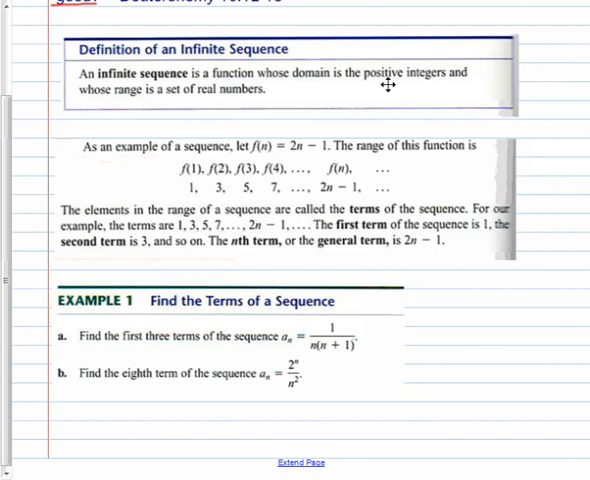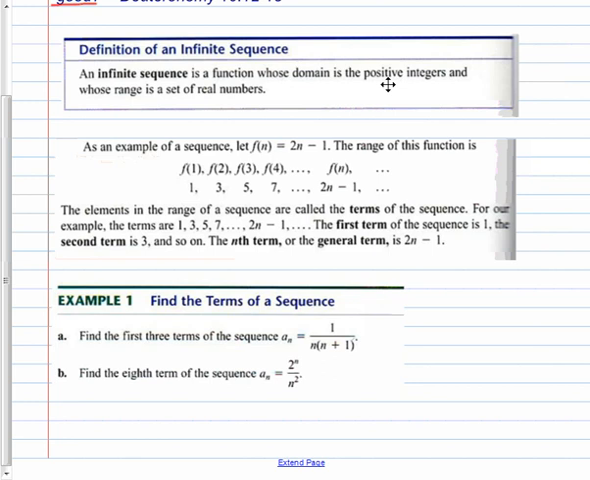Section 1, sequences. Several of the things we're going to talk about in this section you may remember from Algebra 2. So hopefully you learned some things well in Algebra 2, and you can use that information on this section.